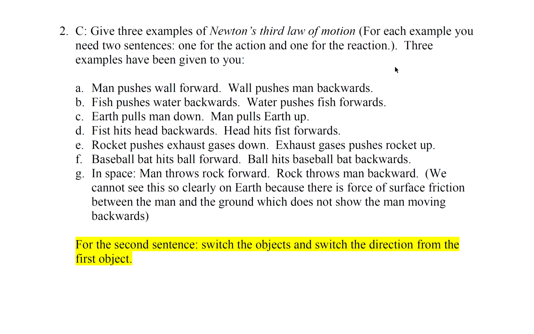Do you agree in baseball, if you hit a ball, the bat slows down? That's why the baseball bat is going backwards. It actually continues to go forward, but it slows down. So in that way you could say it's moving backwards.